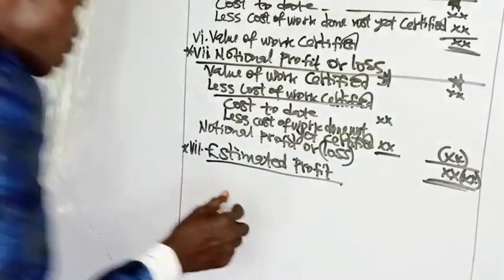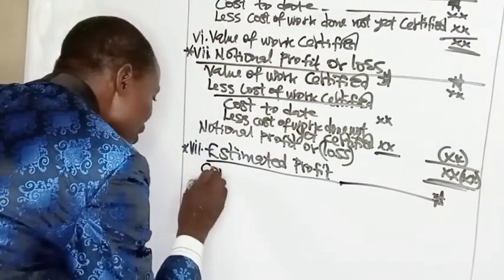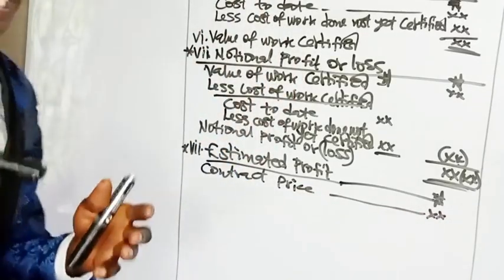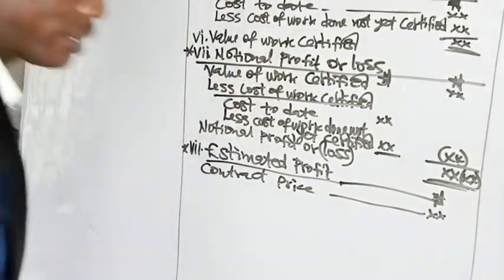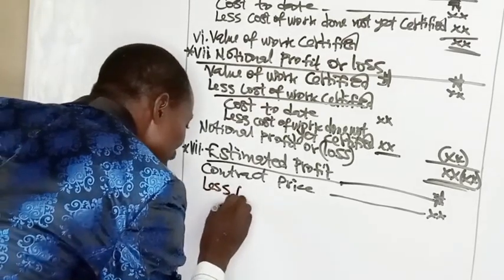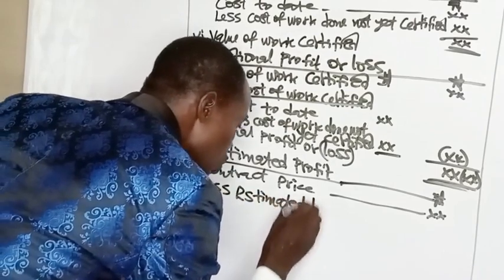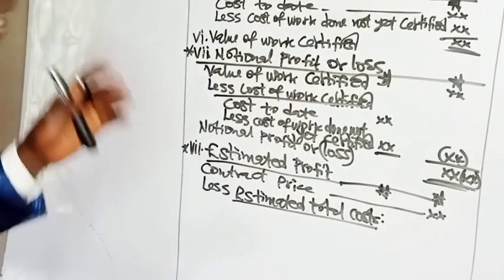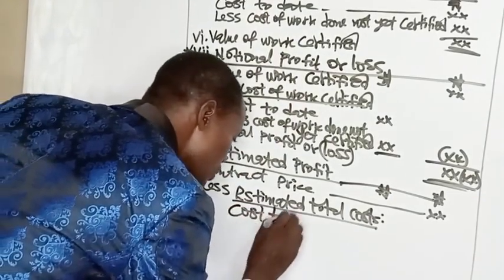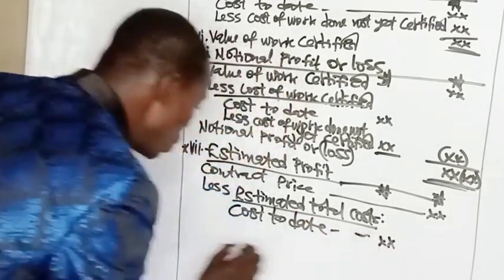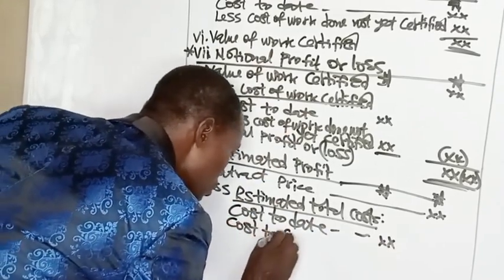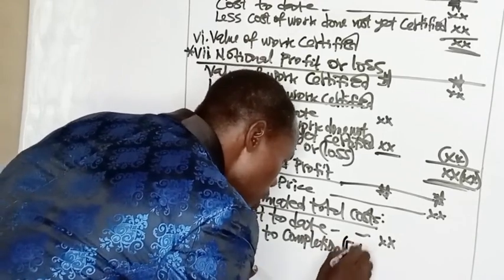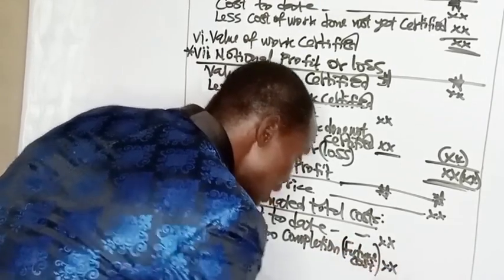The difference between the contract price and the estimated total cost of the contract. Less estimated total cost. Then this estimated total cost will comprise cost to date. Then you add cost to completion. Cost to completion are usually the estimated future cost. Estimated future cost. That is usually cost to completion.